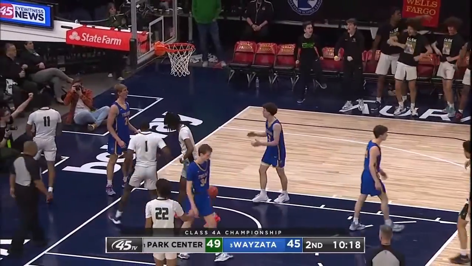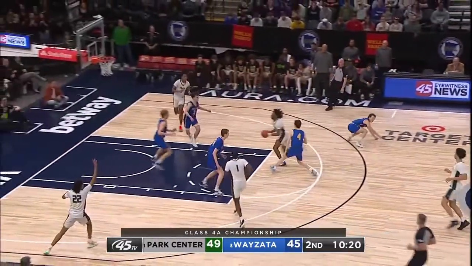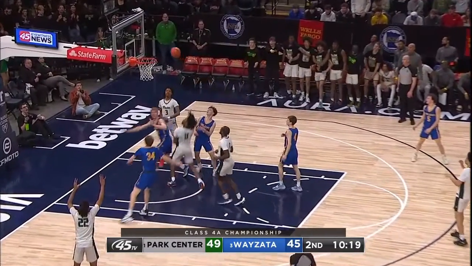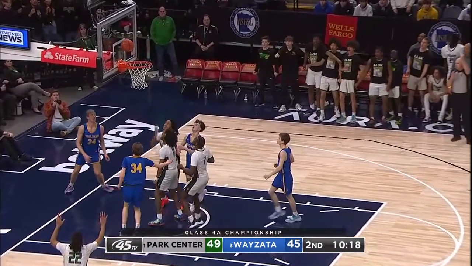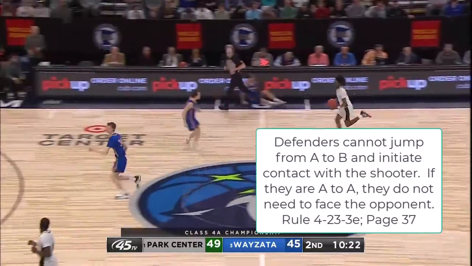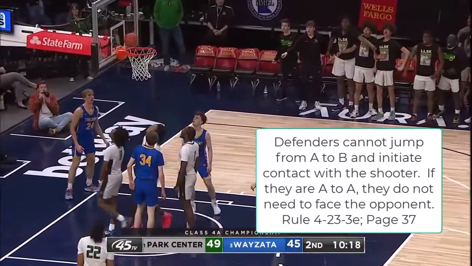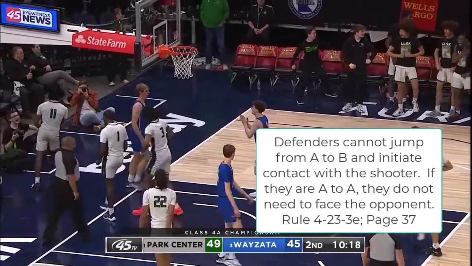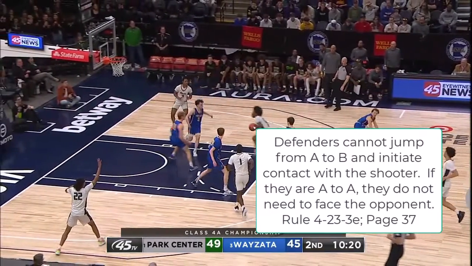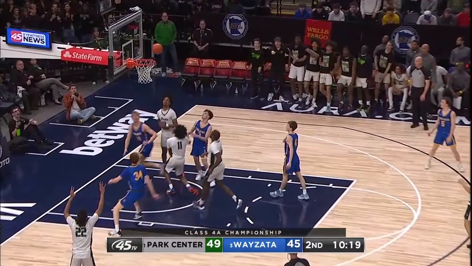They can jump at an angle or in a circle or brace for contact or those kind of things. And so you don't have to jump straight up in the air and keep his or her chest facing the opponent. So in this case, the defender who's secondary establishes legal guarding position, jumps from A to A and kind of jumps to the side a little bit. And this offensive player initiates the contact with this defender who is legal, in my opinion. And so this should not be a foul.